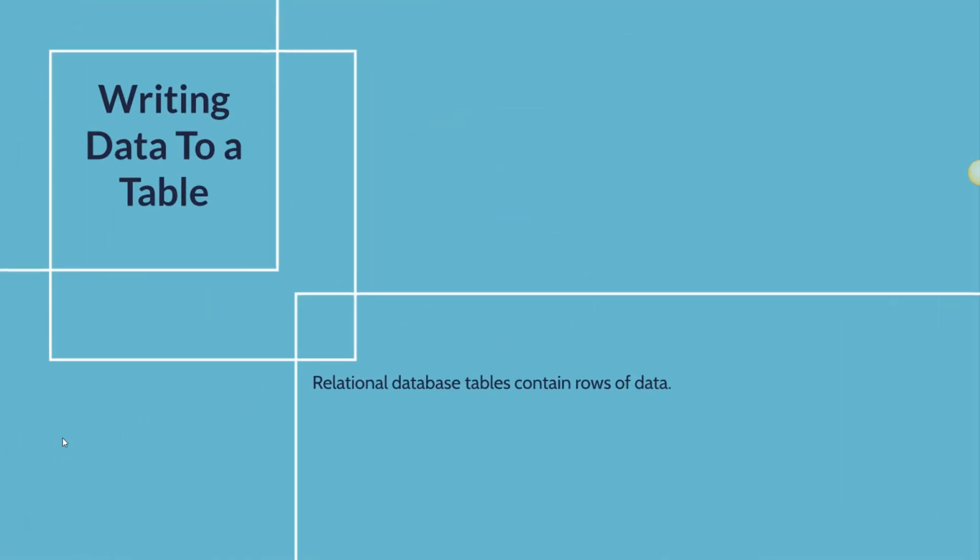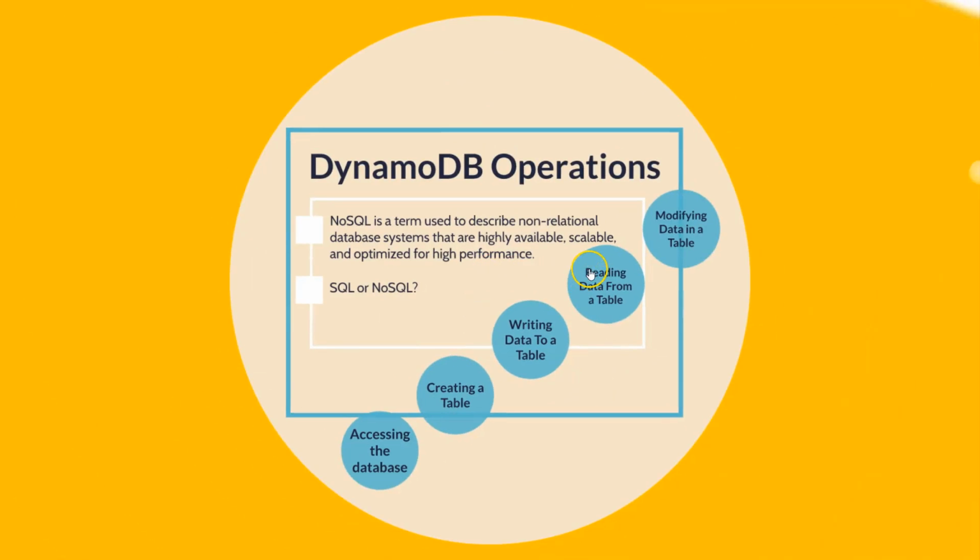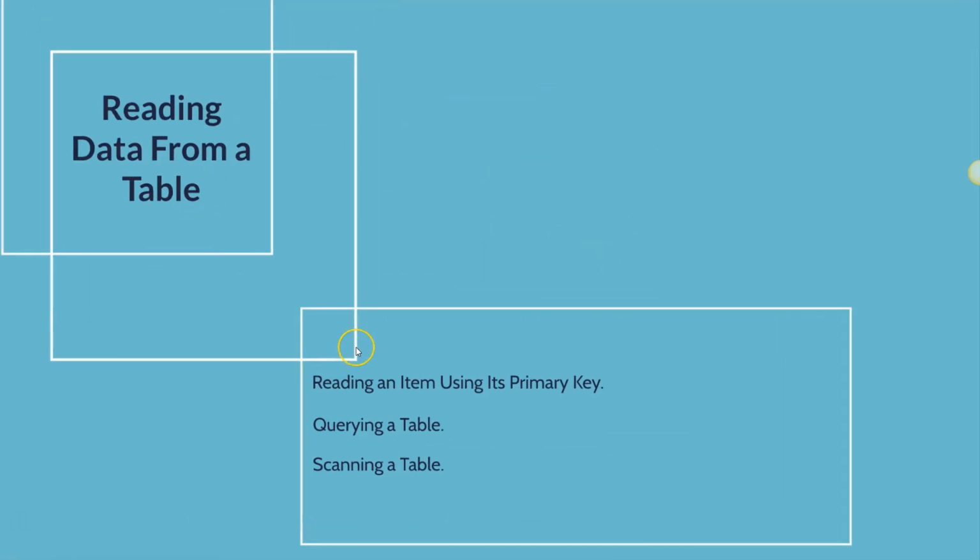Relational database tables contain rows of data. Rows are composed of columns. DynamoDB tables contain items, and items are composed of attributes. Now we will see reading data from table.